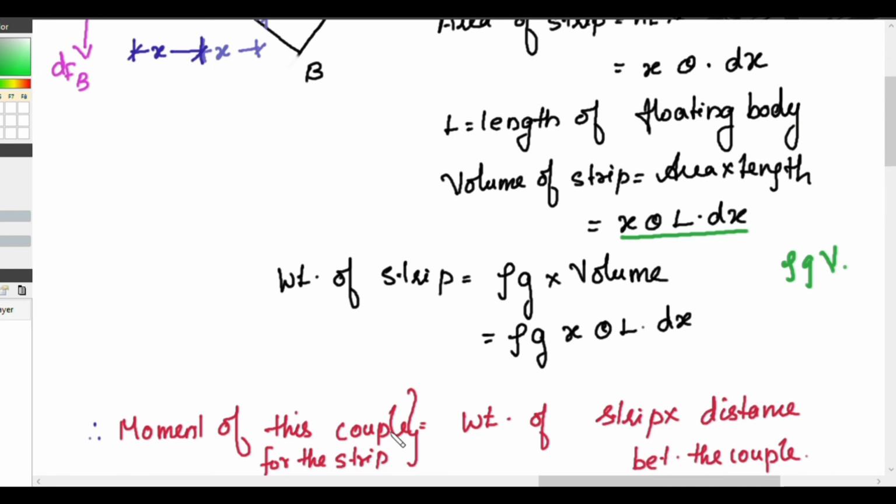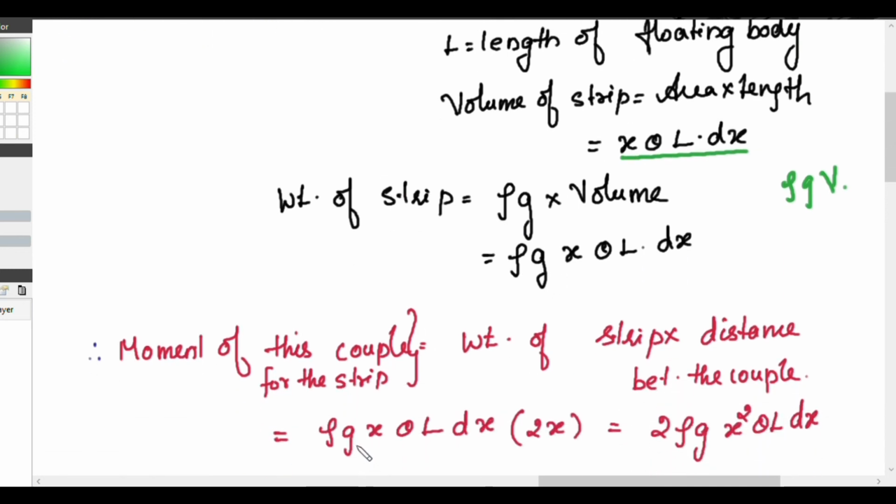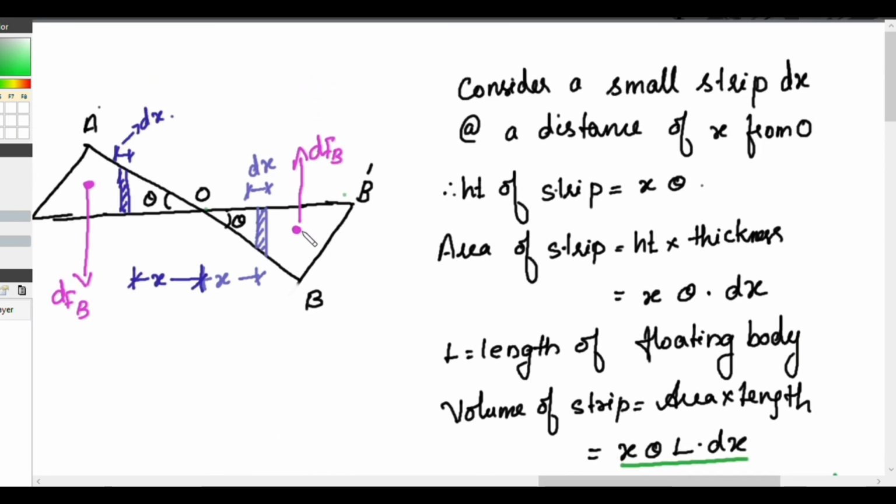Now the moment of this couple for the stripe is, see, weight is nothing but the force, right? So force into distance. You are taking small stripes on both the sides, so your couple acts between these portions. This is the force or weight of this stripe, and the distance is 2x. So the couple is weight into 2x.